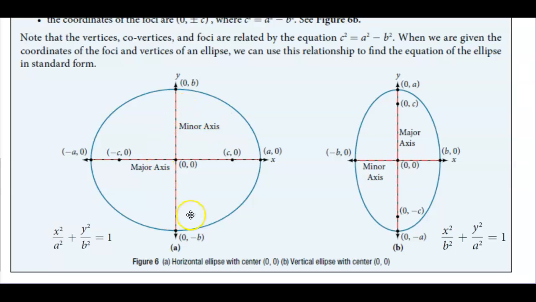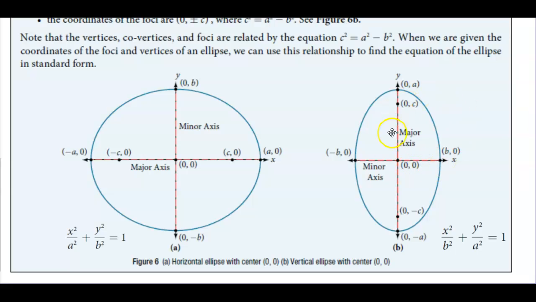So now if we take a look at the figure on the left, this is a horizontal ellipse with center 0, 0 because the major axis is larger than the minor axis. So the major axis has vertices and foci located on the x coordinates and the y coordinate is 0. The minor axis has x coordinates of 0 and y coordinates of b, negative b.